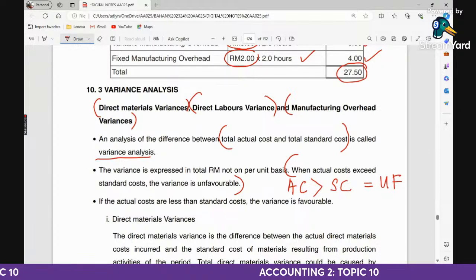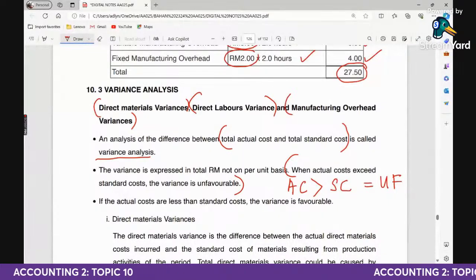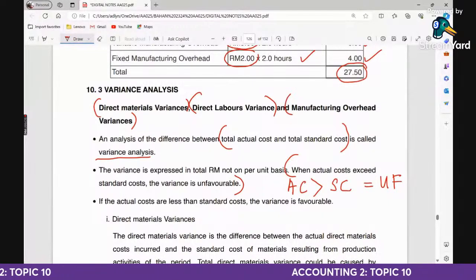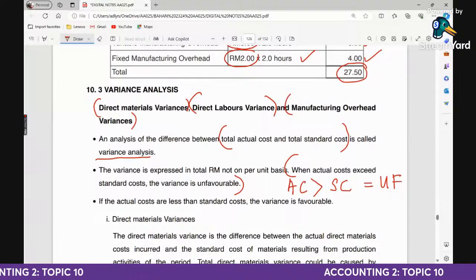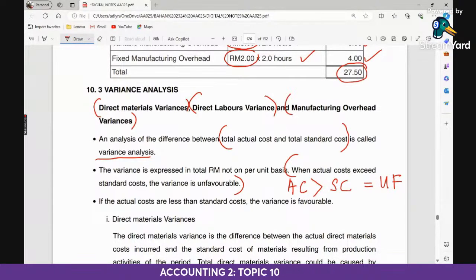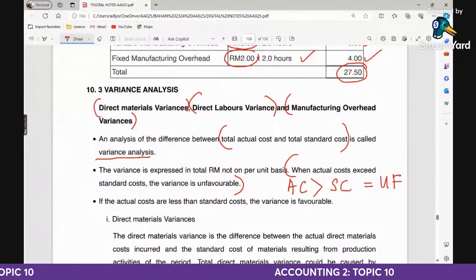So variance ni adalah keadaan di mana you akan bandingkan dengan cost yang you kira sebelum production berlaku dengan cost yang you kira selepas production selesai. So this is actually the difference between standard and actual. So bila kamu dah menjangkakan, contoh, I jangkakan bahan mentah yang kita guna tu cost dia ialah RM10. It so happen bila kita buat production, cost yang kita buat melebihi RM10, which is 12.